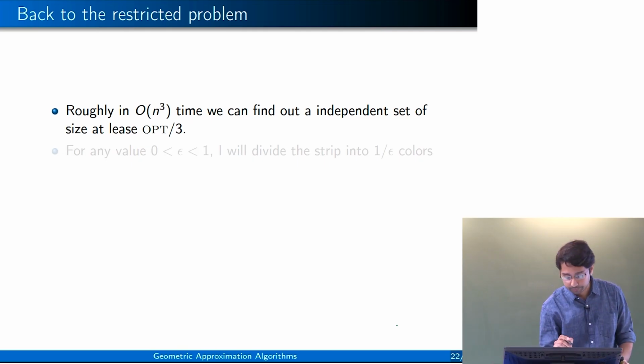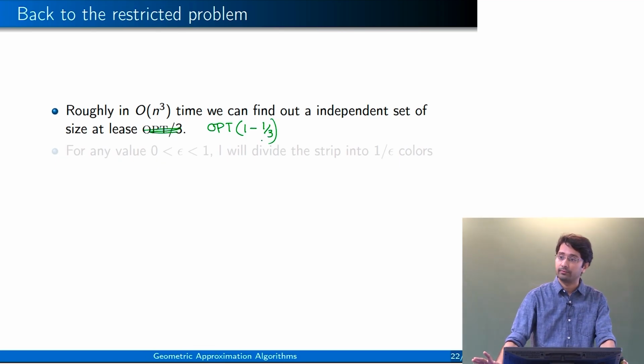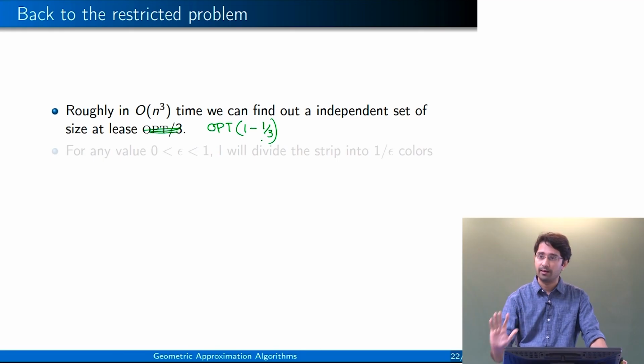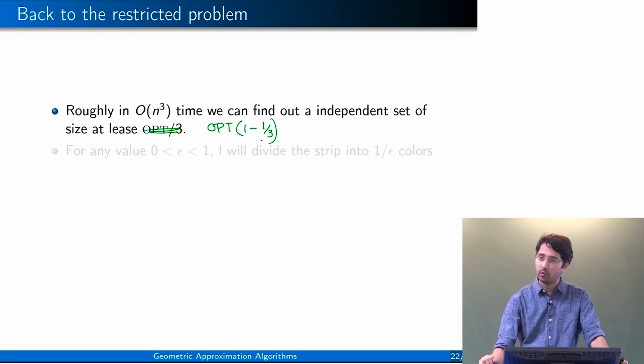So, this is our algorithm. They are deleting 1/3 of them, right, and in time vaguely n cube, I am finding a solution of size opt into 1 minus 1/3. How many divisions have we made? 3. Why? Why 3?